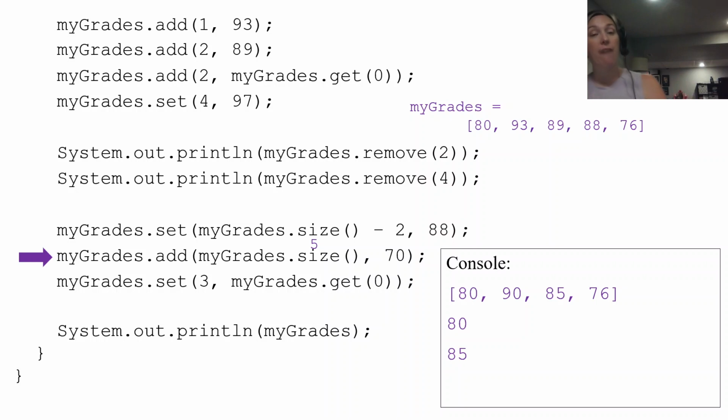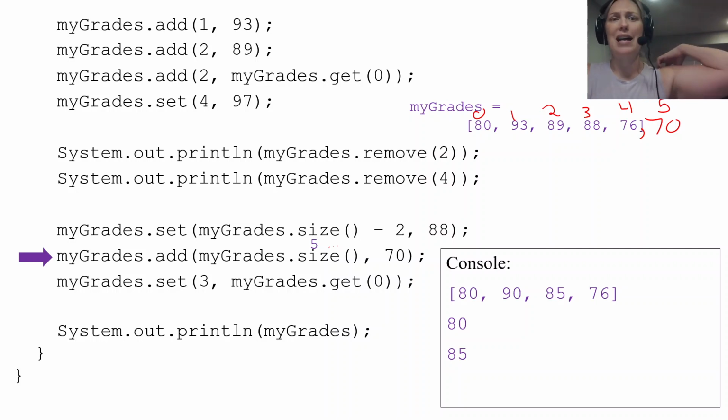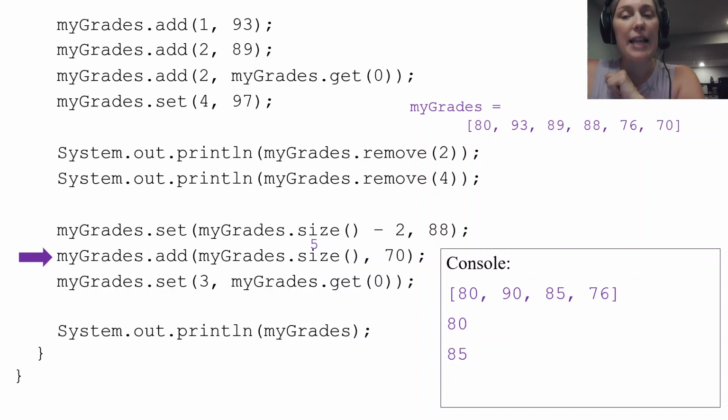mygrades.size again, add 5, comma 70. So this is saying at index 5, add a 70. Where is index 5? 2, 3, 4. There is no index 5, so this puts it right on the end there. It creates an index 5. Now again, what I said earlier, if you tried using a 6, 7, or 8 here, something beyond that last index, you'll get an ArrayList index out of bounds or an index out of bounds exception. So be careful with that. So 70 gets added to the end.